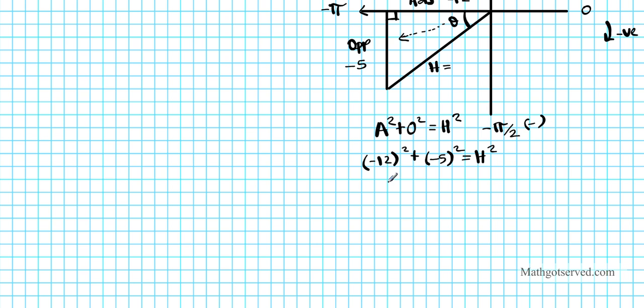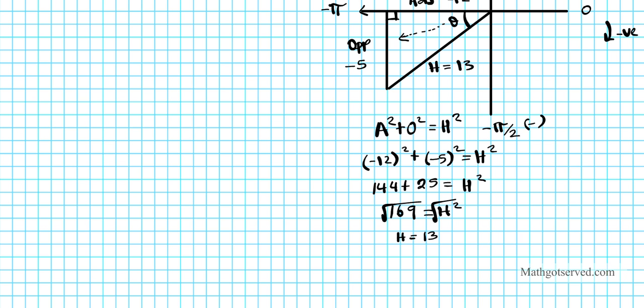All right, let's get h by itself. We'll square 12. If we square 12, we get 144. Square 5, you get 25, equals h squared. Add these two, you have 169 equals h squared. To get h, you root both sides. So h equals 13. All right, so we know what our hypotenuse is. The hypotenuse is 13.